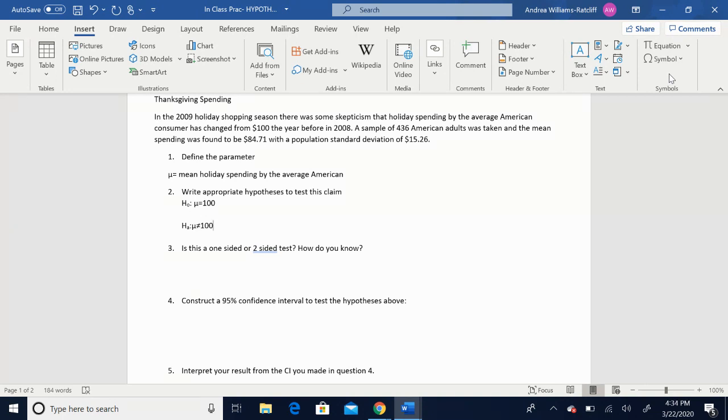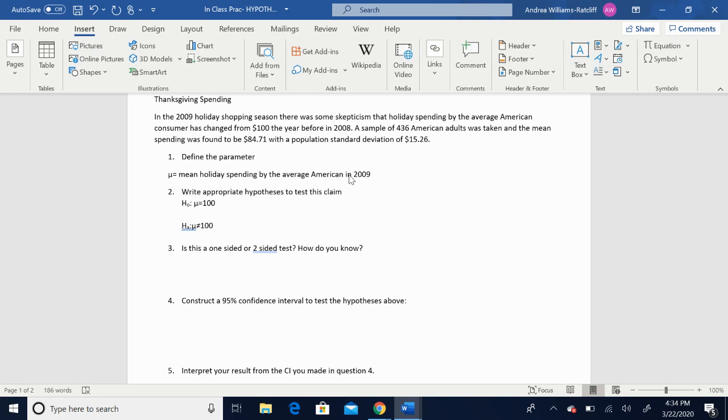We know we're trying to use a sample to make an estimate about what the actual spending is. We know that the year before it was 100, but there's some skepticism that this year it's changed. And by the way, that's something we might want to add to the definition of our parameter, that this is in 2009, because we know what mu was in 2008. So that's something we should have added up there.